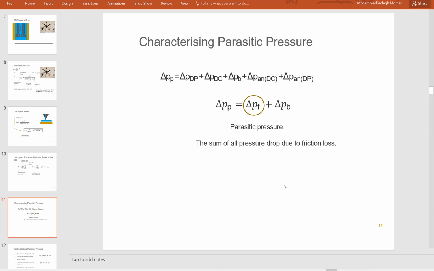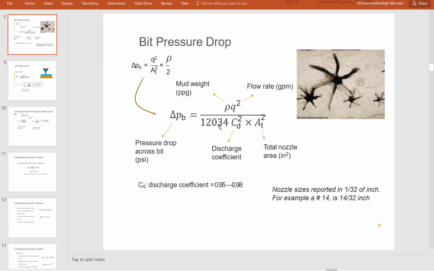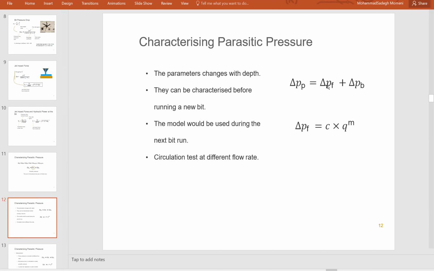So we discussed this equation also, and how we can find the C and M. Actually, we have to give two flow rates, and at these two flow rates we have to find the delta P pump, and using the equation of the pressure drop in the bit that we just discussed here, I would be able to find delta PF. So I will find delta PP, delta P bit, so I can find delta PF. I have two flow rates, so I can do it two times and find two different delta PF.